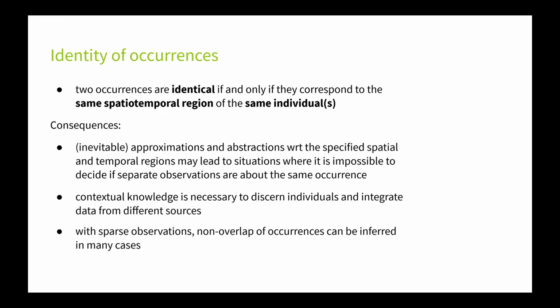The fact that the observed individuals in many cases are anonymous, that is, that they cannot be re-identified, means that identity of occurrences can usually not be established, and additional knowledge is needed to count distinct occurrences or individuals. However, at the same time, this criterion for identity means that if observations are sparse, which they are in most cases, one can infer that the occurrences that are being observed are distinct.